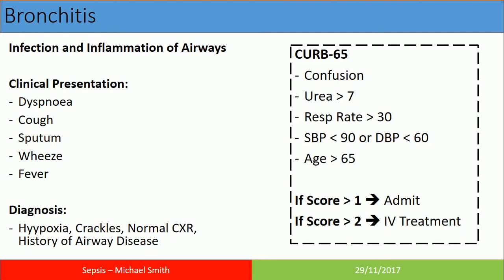Now, obviously, there are a number of causes of confusion in older people, so you to some extent have to use your clinical judgment. But if the patient has more than 2, then you want to start them on IV treatment. So say our 67-year-old who's showing signs of confusion also has a systolic blood pressure of 84, then you know that they're starting to show signs of significant illness, so you want to start IV antibiotics.